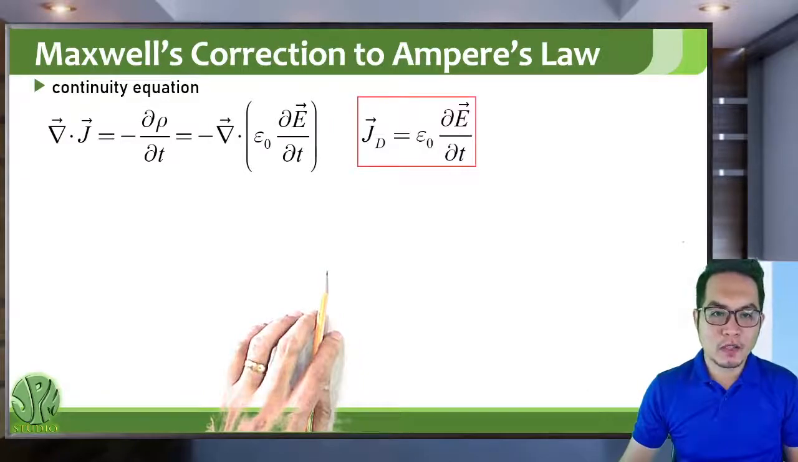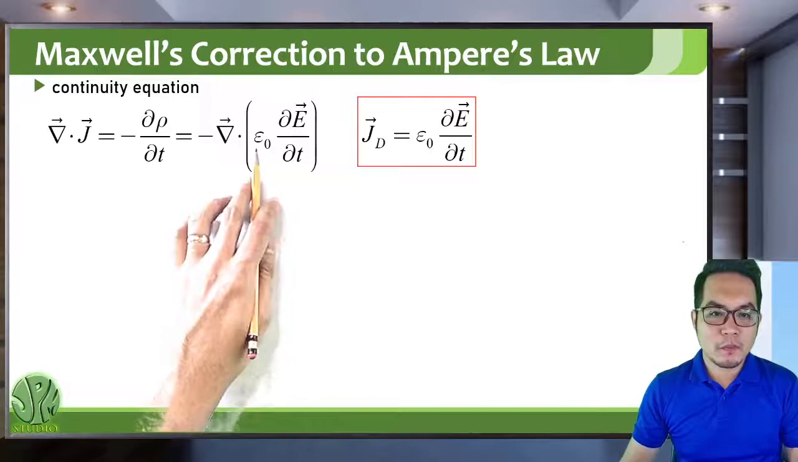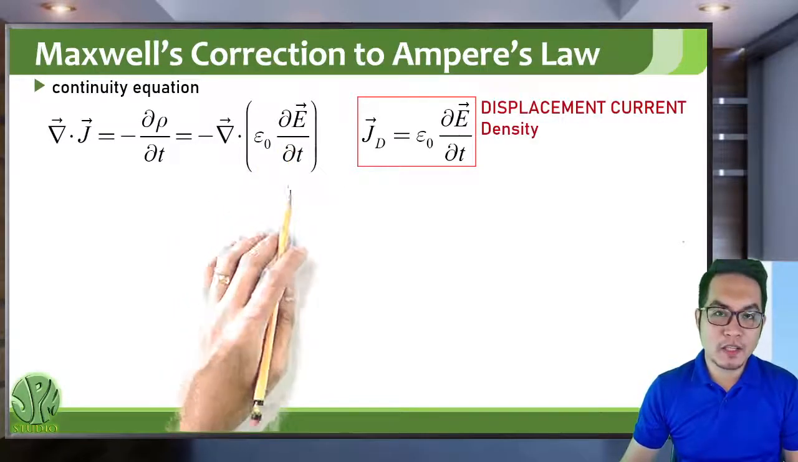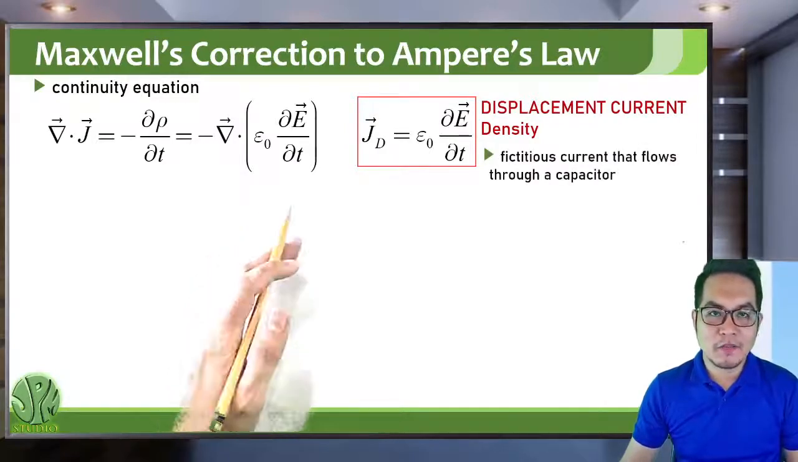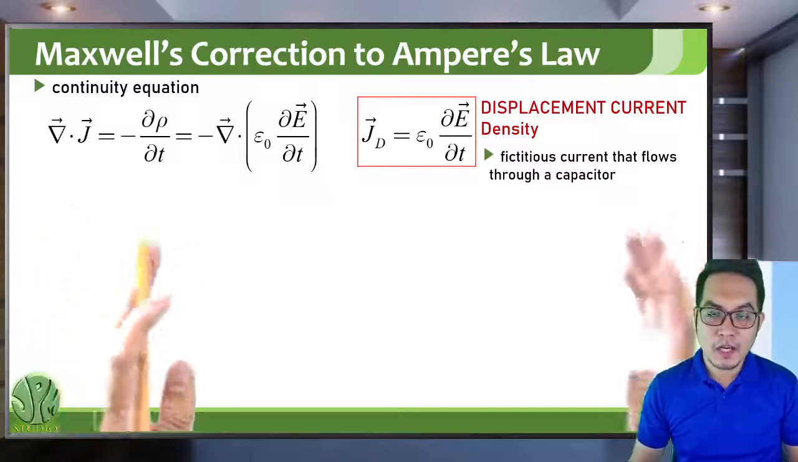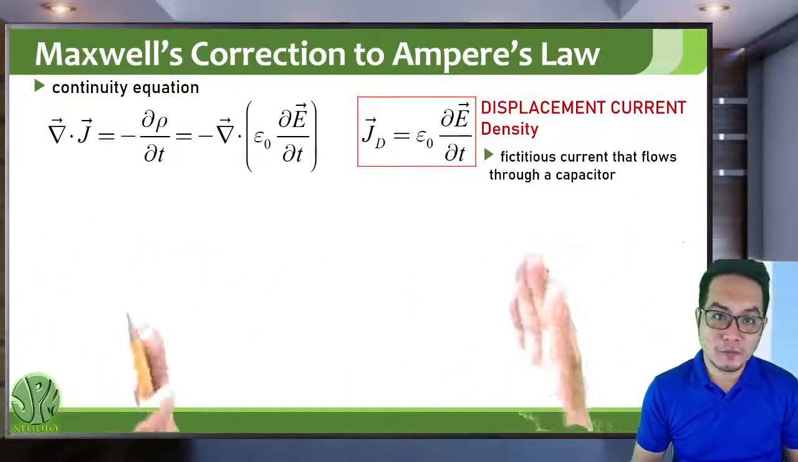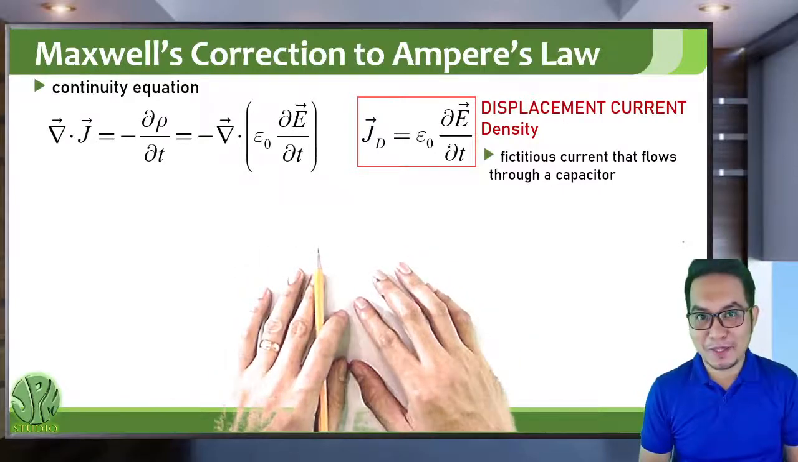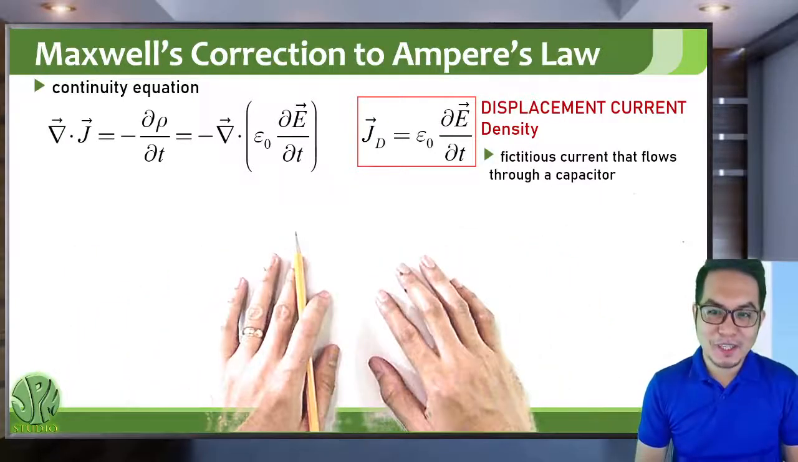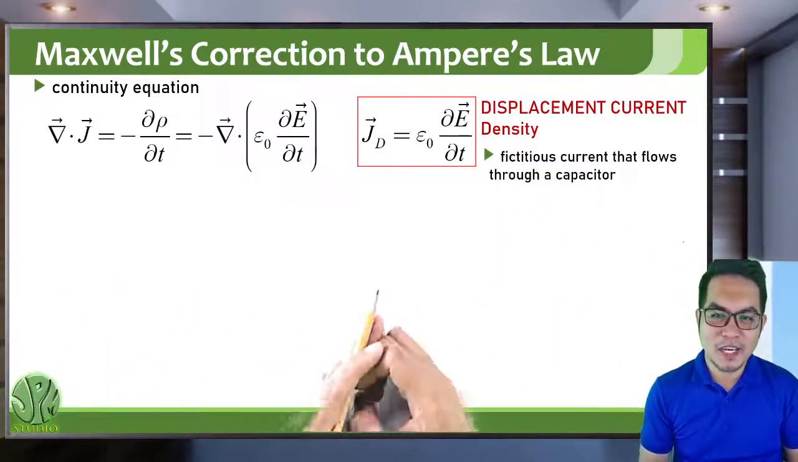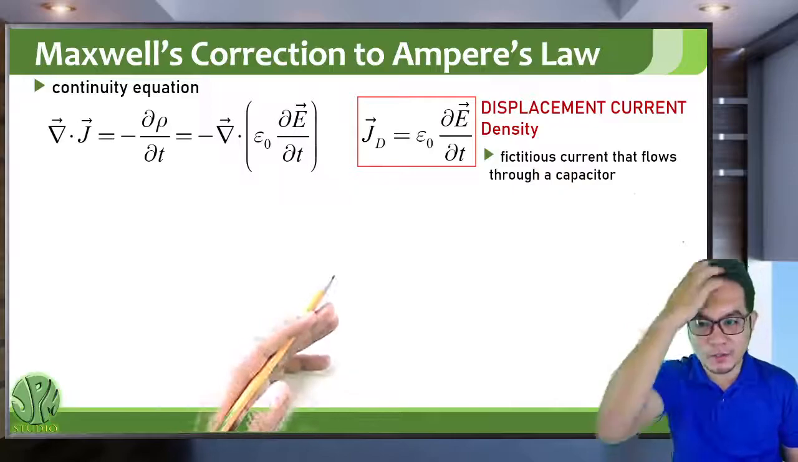Now, if you go back to the term here, epsilon naught, partial of E with respect to t, is what we call the displacement current density. So it's a fictitious current that is usually associated with a capacitor. It's basically the current that flows in between the plates of a capacitor. But take note, current doesn't actually flow. That's why there's the word fictitious, because it's not an actual current, but it is equivalent to the current.